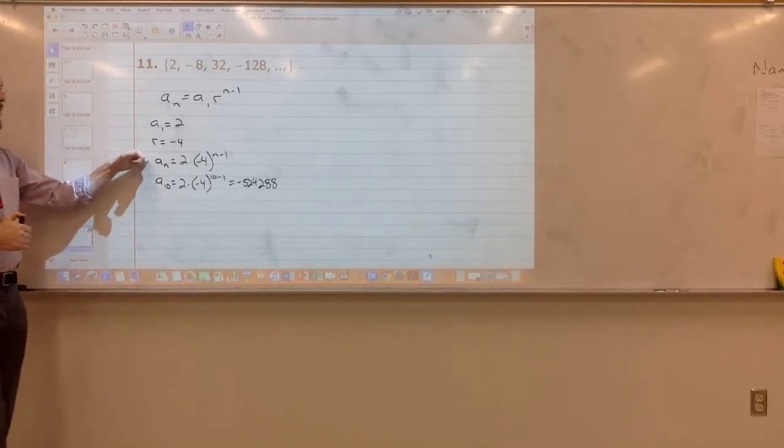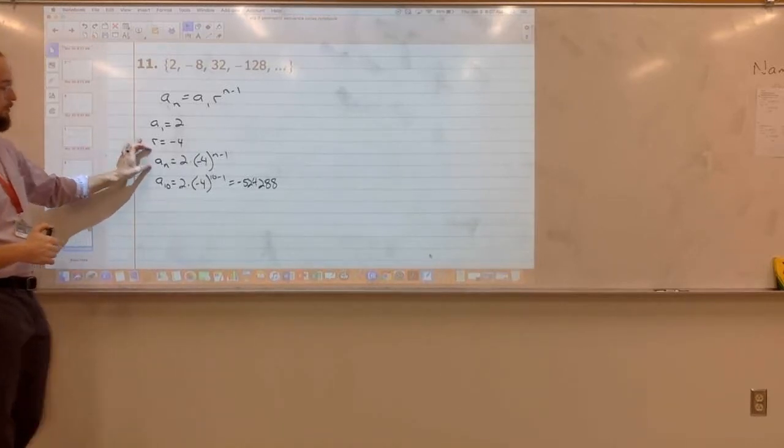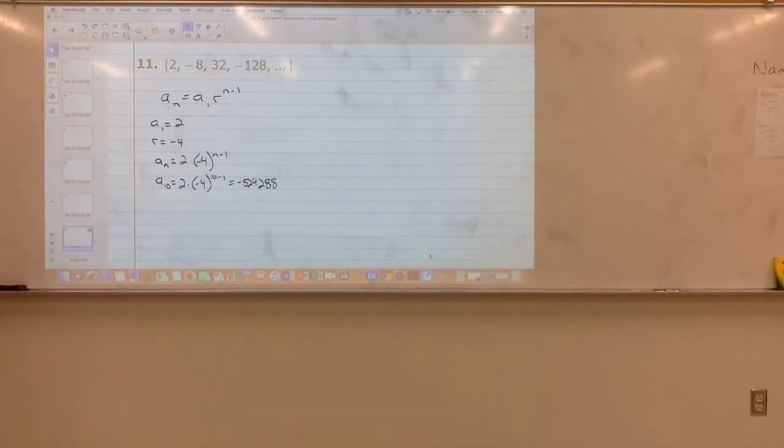Guys, remember that there are two parts to this answer. First part is the rule. The second part is the 10th term. Right? So if you only put the 10th term, you get half credit. That's an F, 50%. So make sure you're putting both parts of the answer.